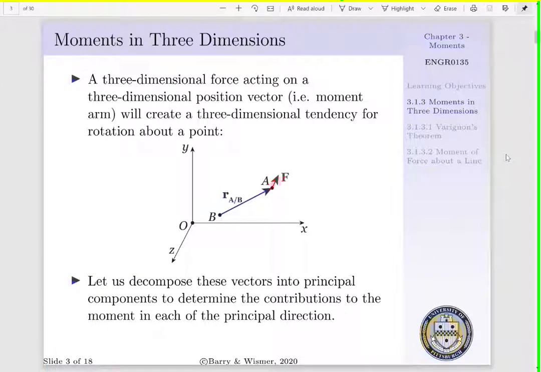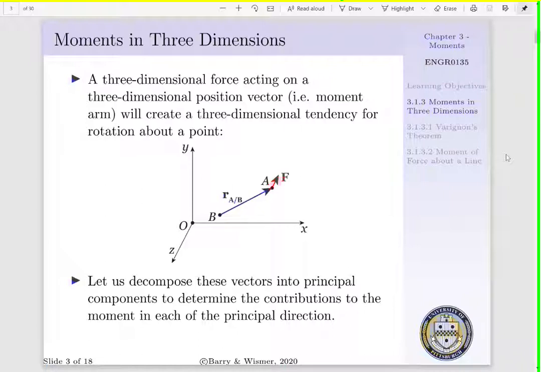Now, when a three-dimensional force acts on a three-dimensional position vector, i.e. a moment arm, we are going to create a three-dimensional tendency for rotation about a point. For instance, if we have F acting on point A, which is the point of termination of a moment arm, which has a point of origination at B, we are going to create a tendency to rotate about point B.